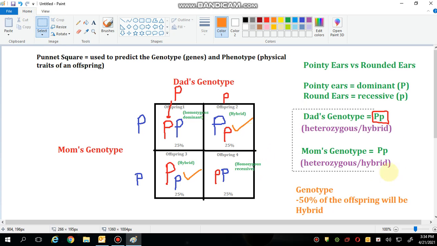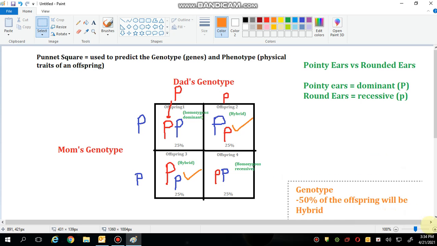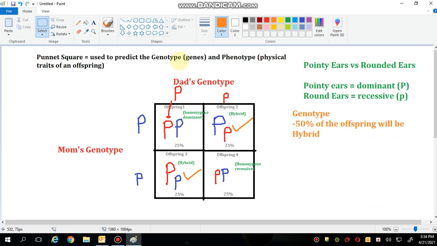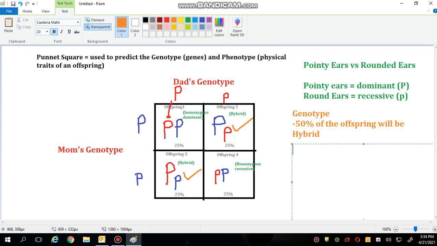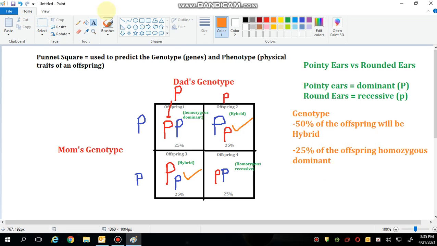Let me just move this out of the way so I have some space. Are we done? No, sir, we're not done. We still have 2 boxes to check here. Let's write some more analysis here. Well, looks like 25% of the kids will be homozygous dominant, and you can see that over here, homozygous dominant, 25%.